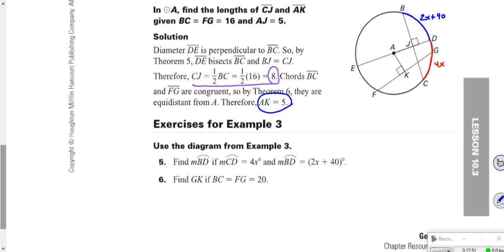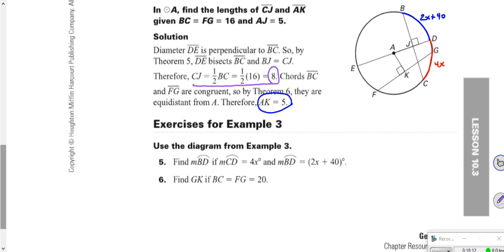Now, what do we know to be true about the arc of BD and the arc of CD? Remember, we had that theorem that said, Theorem 5, if a diameter of a circle is perpendicular to a chord, then the diameter bisects the chord and its arc.